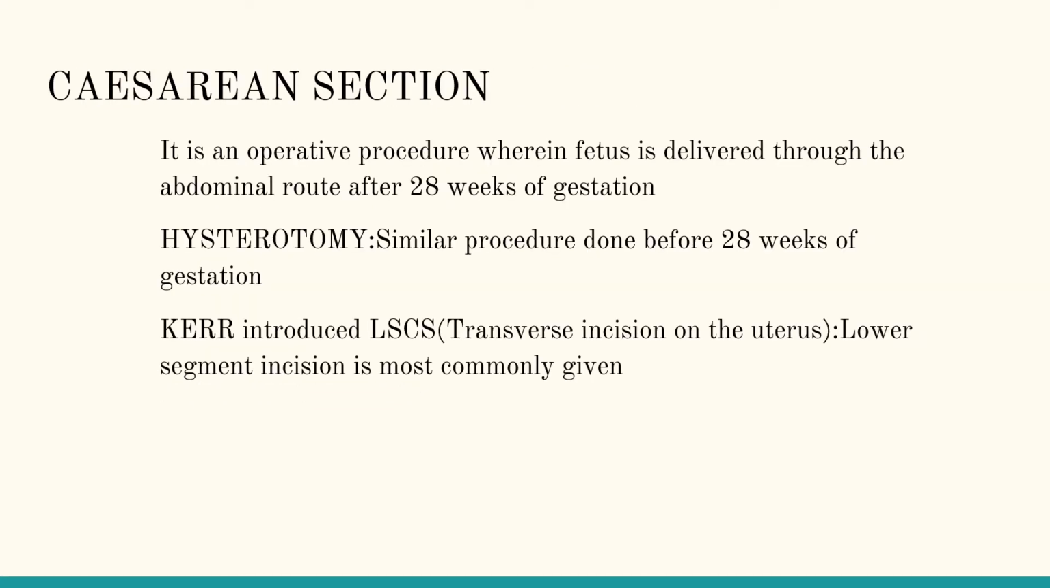So what is cesarean section? It's an operative procedure wherein the fetus is delivered through the abdominal route after 28 weeks of gestation. Hysterotomy is a similar procedure but done before 28 weeks of gestation. Commonly we do lower segment cesarean section. And you know who introduced it? It was Kerr who introduced the lower segment cesarean section.